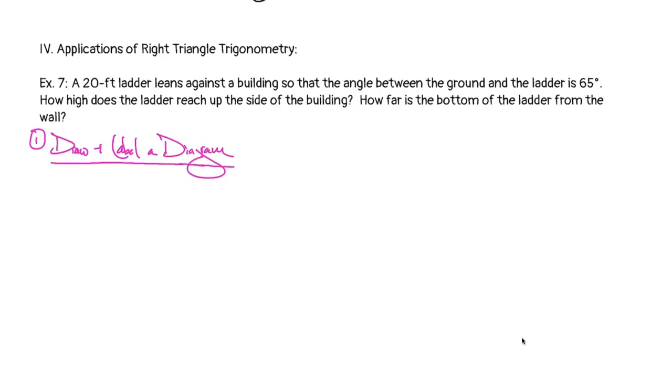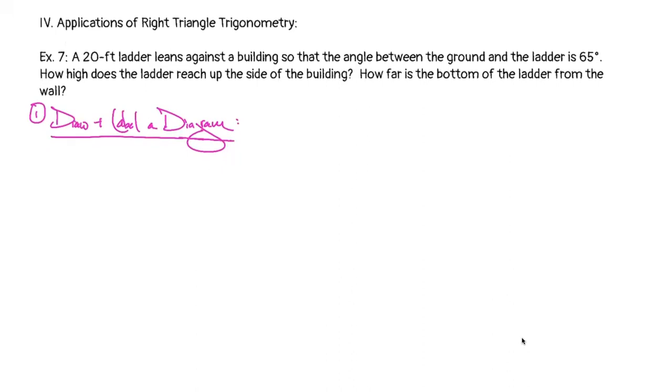All right. Go-to move for us, draw and label a diagram. And we make a few assumptions here. We assume that the ground and the wall meet at 90 degrees. I know this is not true of all buildings, but we hope that this is as structurally sound as we want it to be, that things haven't settled too much. It's not like a really old building. The ground is meeting the wall at 90 degrees, okay?